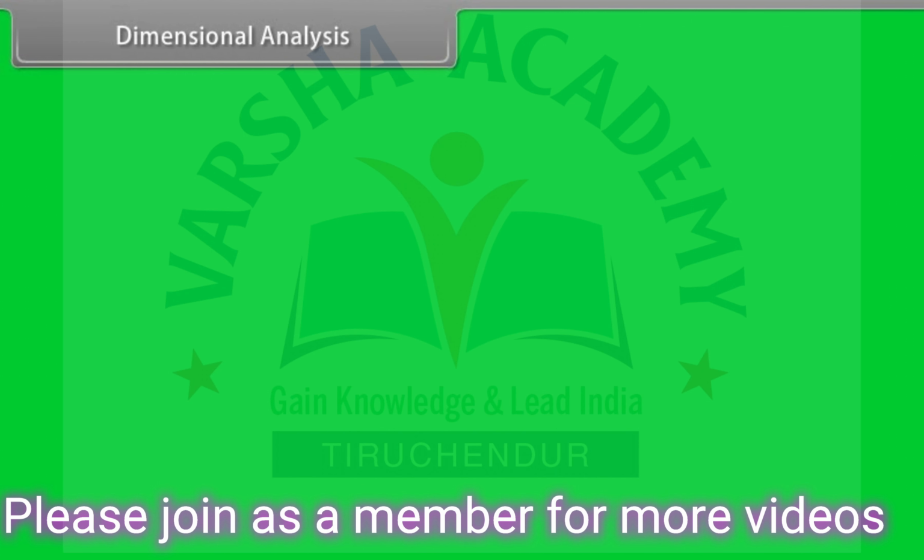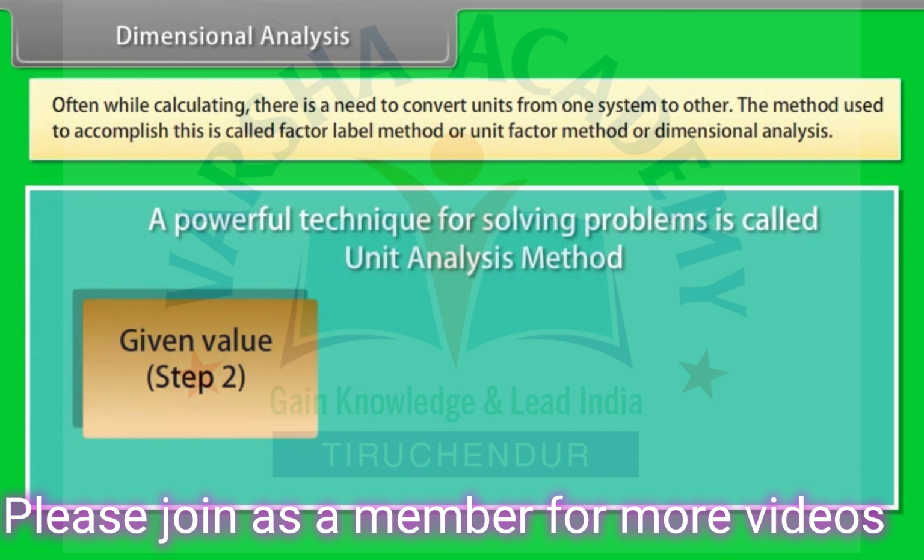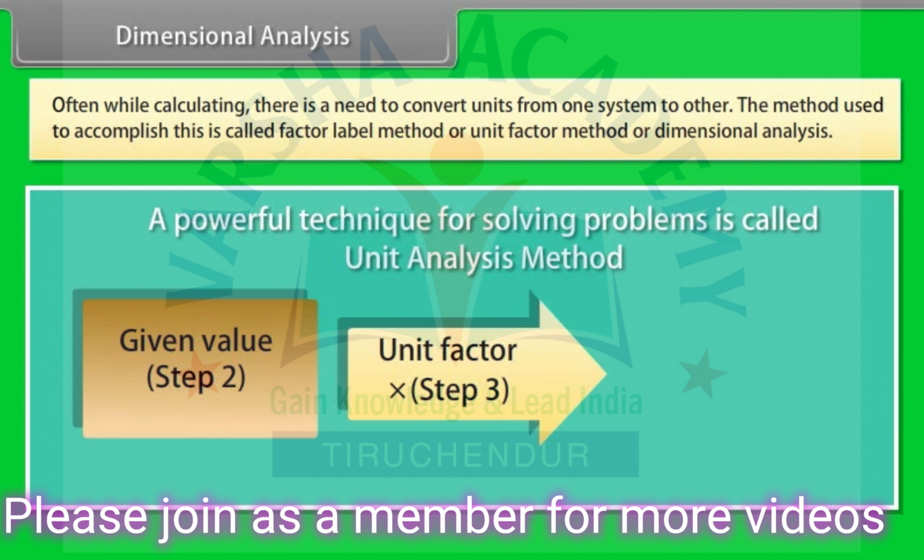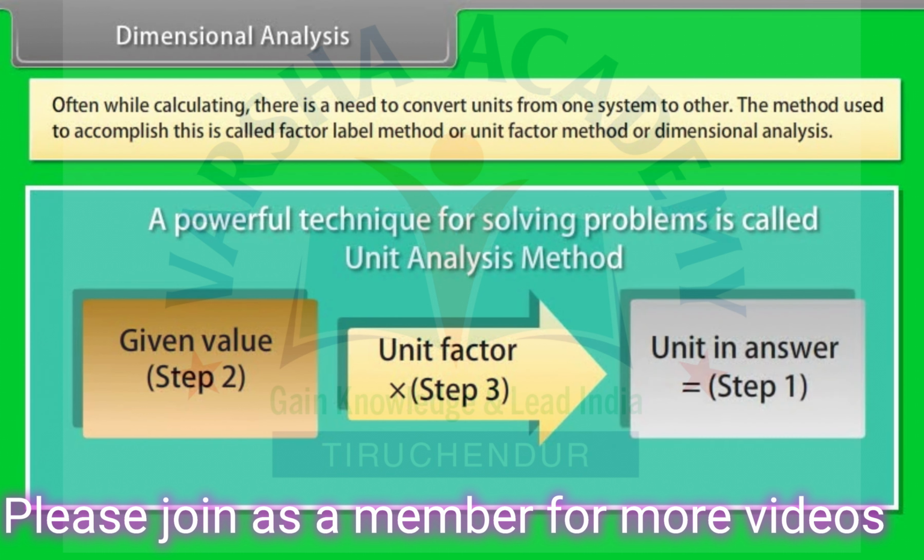Dimensional analysis. Often while calculating, there is a need to convert units from one system to another. The method used to accomplish this is called the factor label method, unit factor method, or dimensional analysis.